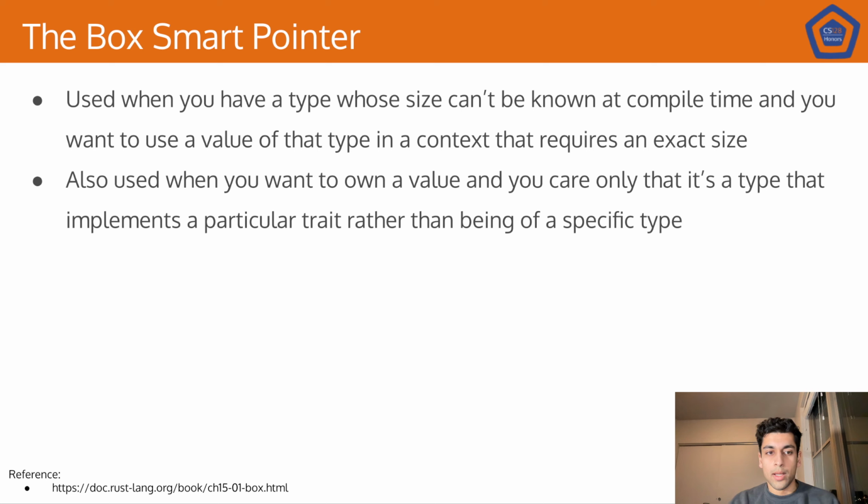Boxes are also used when you want to own a value and you only care that it implements a particular trait. So if all you care about is that some type has some particular behavior, you can declare it as a box that contains some type implementing a trait. You'll see this a lot in error handling. You'll see box and then dyn error. This is meant to grab any kind of error that might arise and just stick it on the heap so you can get access to it later. Again, we'll cover this with traits because this plays directly into using traits.